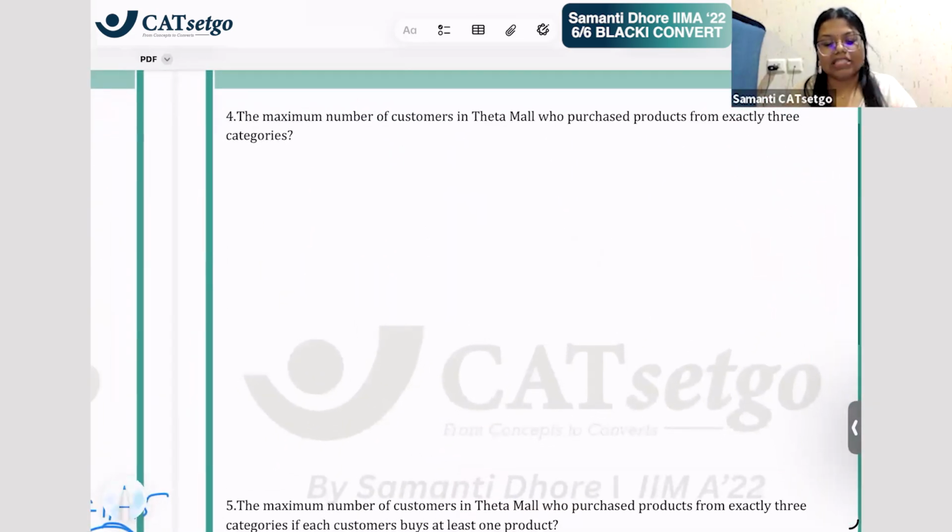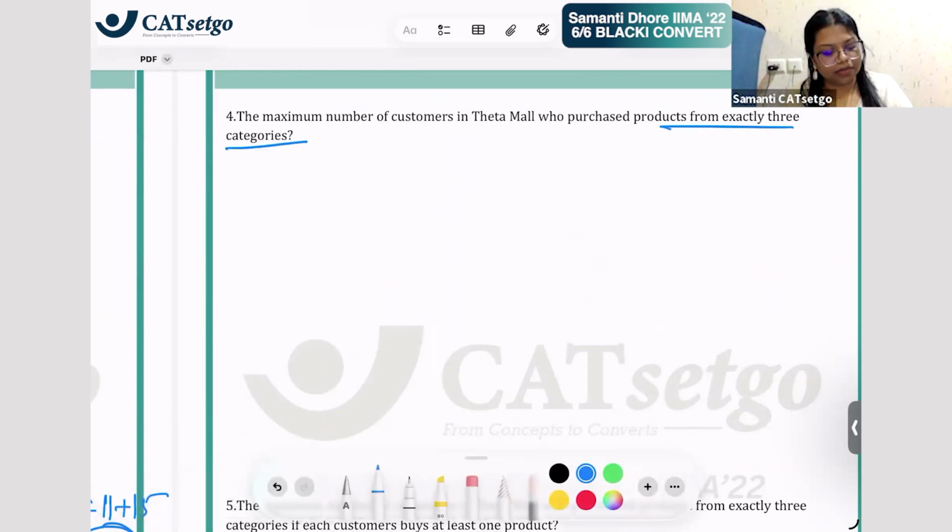The next question says: the maximum number of customers in Theta Mall who purchased products from exactly 3 categories, 3 types of products. Take your time, break it down, imagine. I'll give you time. Go to basic, forget chocolate distribution. Let us do it together. It says the maximum number of customers in Theta Mall.